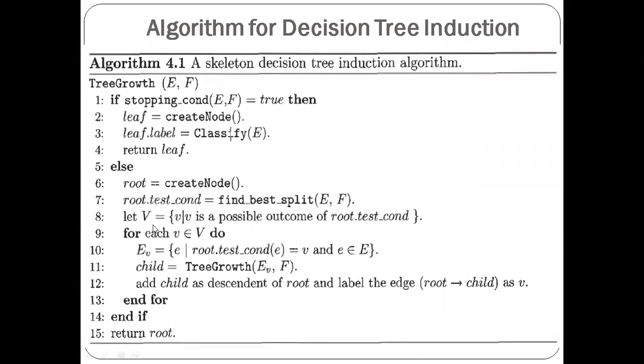Once we choose the best splitting attribute, we will assign that as the test condition of the root. Then, based on the outcome, we will divide the records, whether they belong to the right hand side subtree or the left hand side subtree, based on the values of this test condition. The test condition will have either two values or three values, so based on that we will divide the records here.